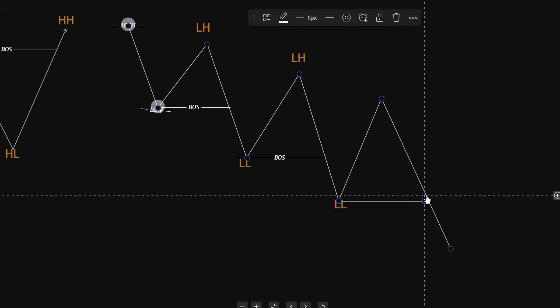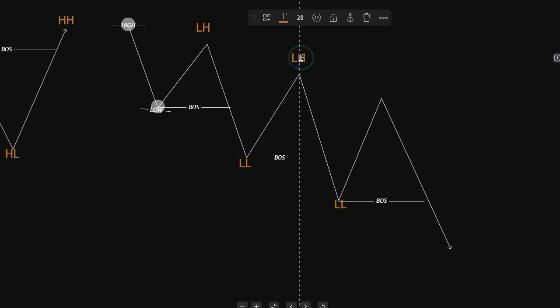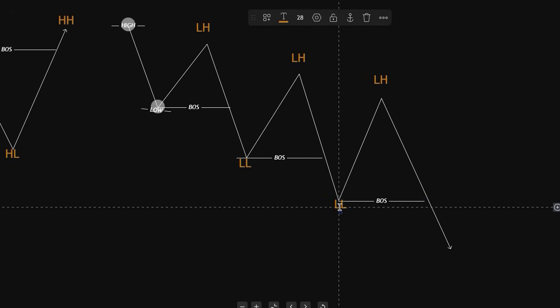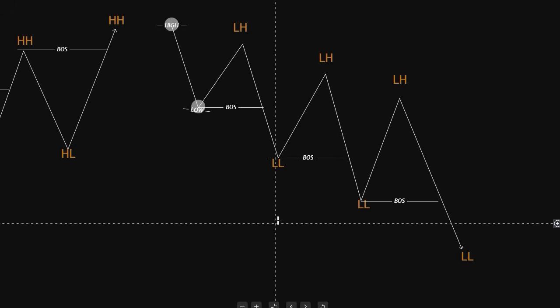So this is creating another breakup structure, and it was creating another lower high. So this is here, and this is another lower low. So that's it. This is now the basic way of marking the structure.